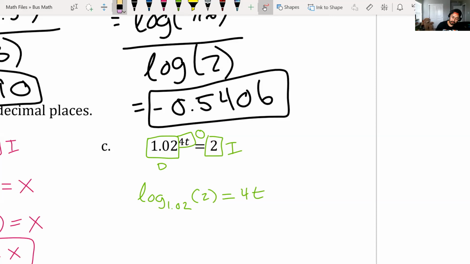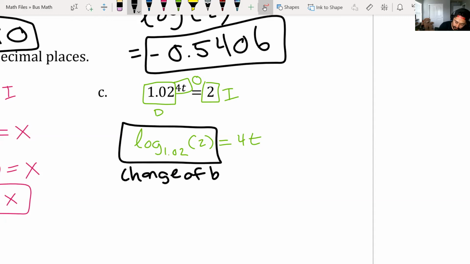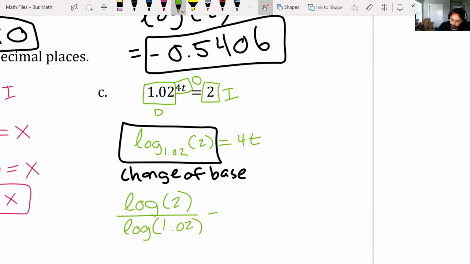Okay. So now, this part is now going to need the change of base. So let's go ahead and change of base that, and we should get log 2 over log of 1.02 equal to 4t.